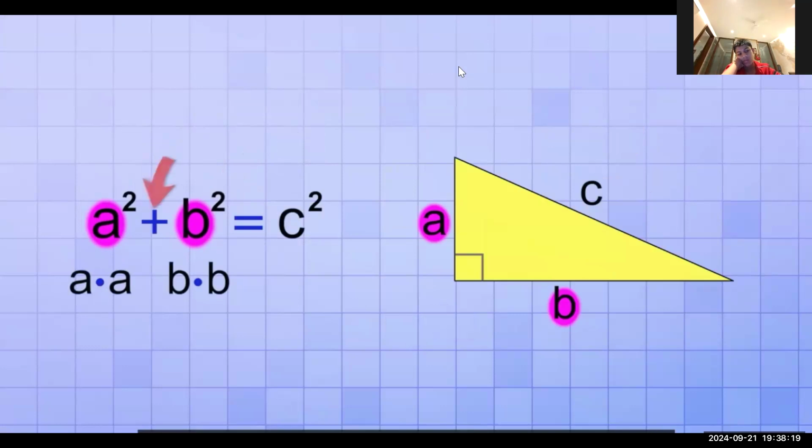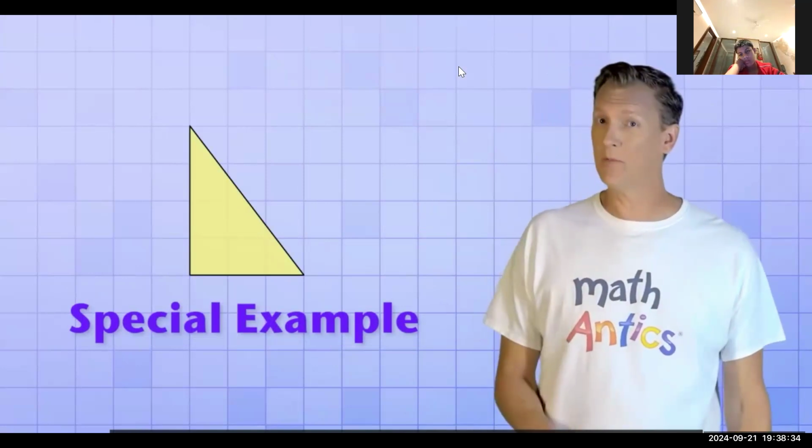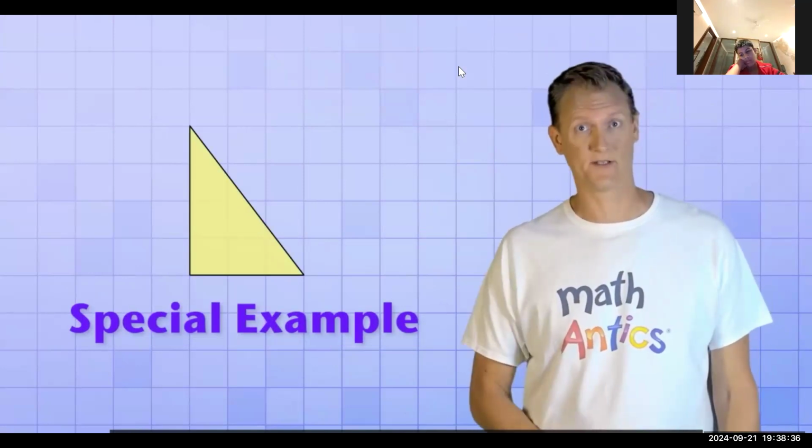And then, if we add those two squared amounts together, they will equal the amount you'd get if you square the hypotenuse side, which would be C squared, or C times C. That may sound a little confusing at first, so let's take a look at a special example of a right triangle that will help the Pythagorean theorem make a little more sense.